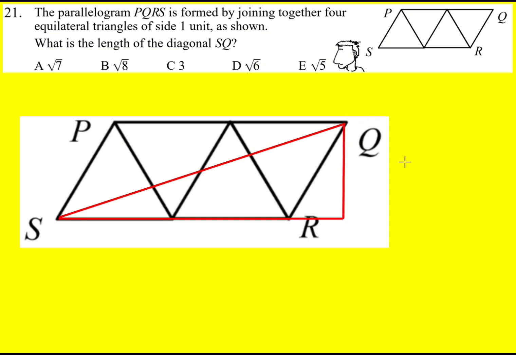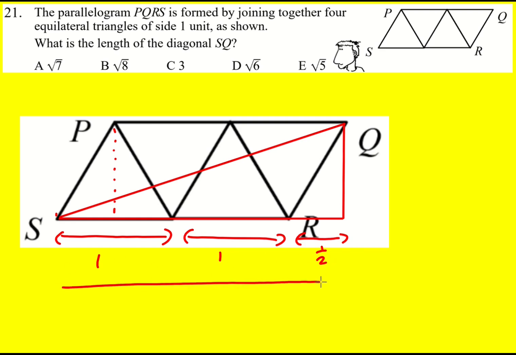This is a parallelogram. So essentially you can imagine cutting a piece off here and moving it there. So what I'm trying to say is this red triangle on the right is half of an equilateral triangle, which means we've got length 1, we've got length 1, and then this will be length a half. So overall, 2.5 or 5/2 for the base.